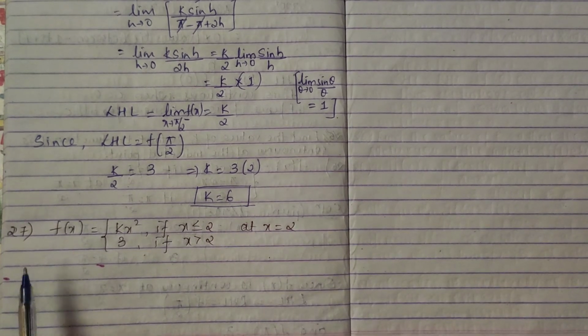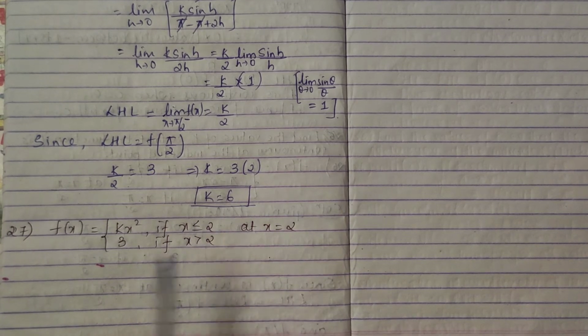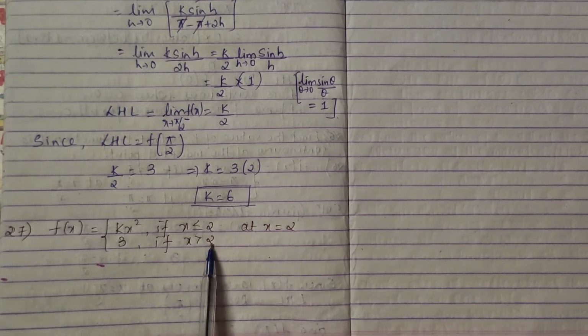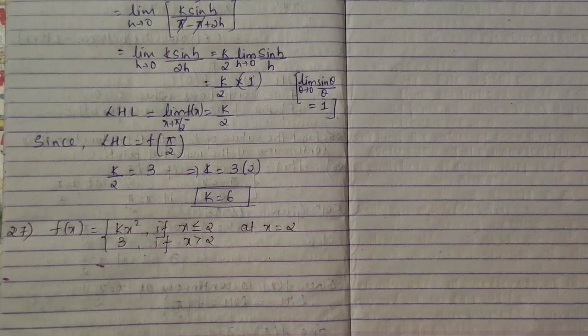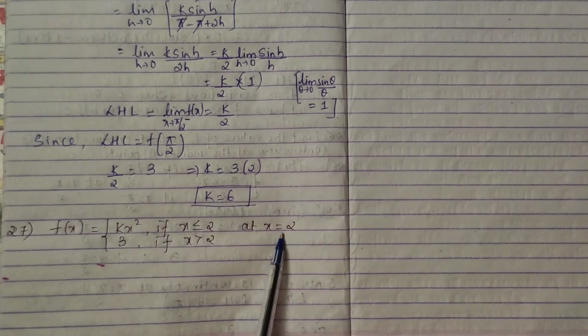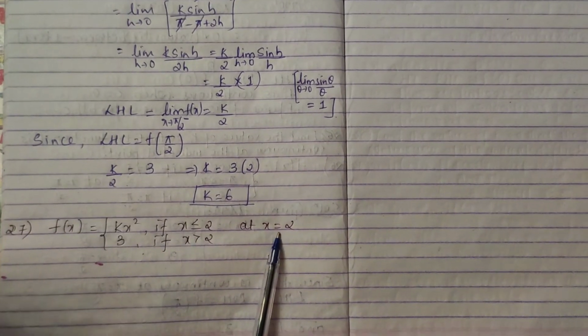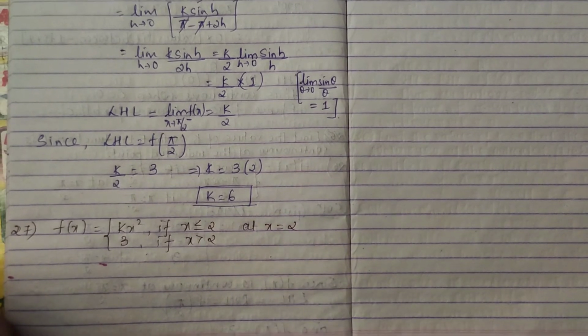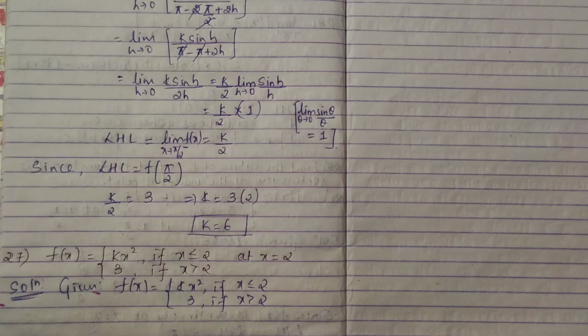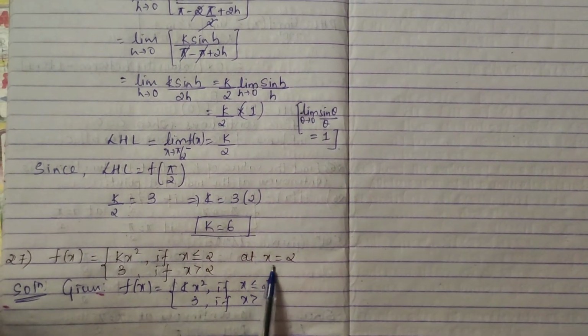Next question. f of x equal to kx square if x is less than or equal to 2, 3 if x is greater than 2, at x is equal to 2. In the same way, we have to find the value of k at the point 2. As I have done the 26th one, in the same way we will go to this problem. So, write the given, and as they have said, at x equal to 2.